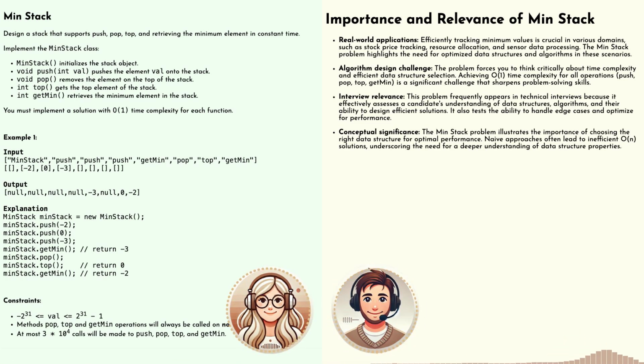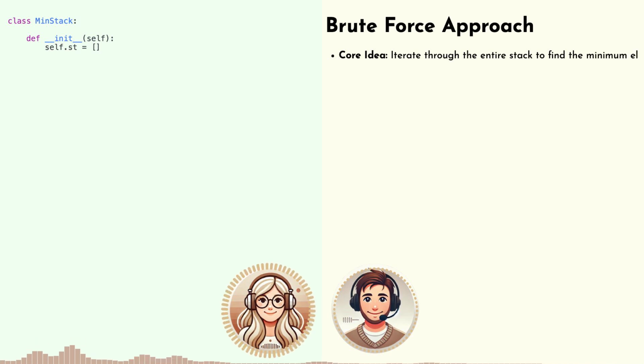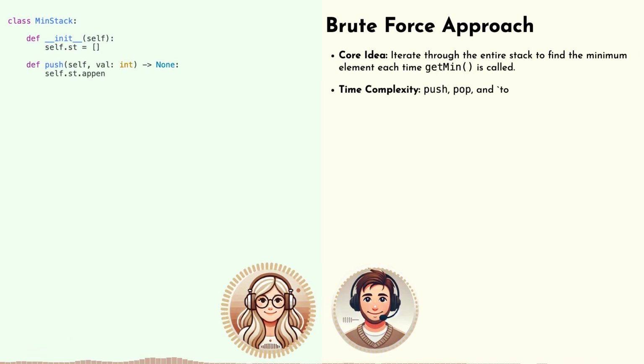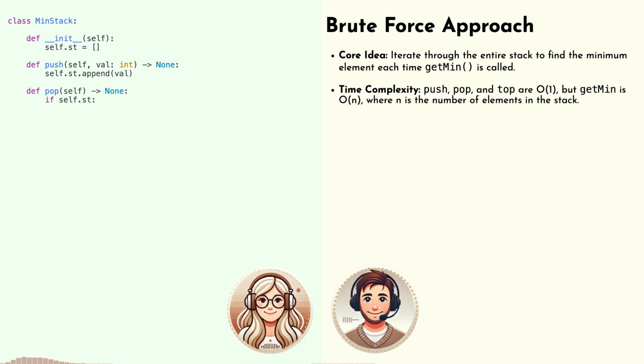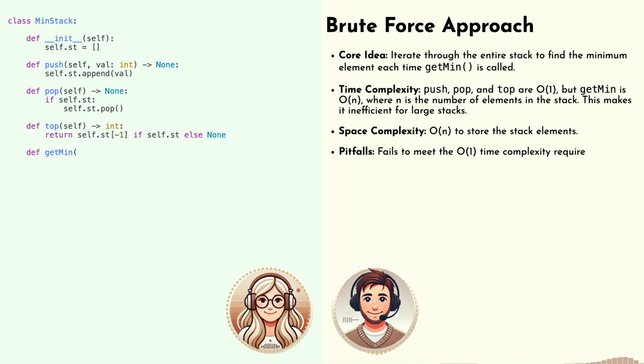Okay. So let's say we're in a coding interview and we're hit with this min stack problem. What's the first approach that comes to mind? Well, the thing that pops into a lot of people's heads is the brute force approach. This is simple to understand, but doesn't quite meet that efficiency requirement. Let's walk through it just to set the stage. How would you implement a min stack if you weren't worried about speed?